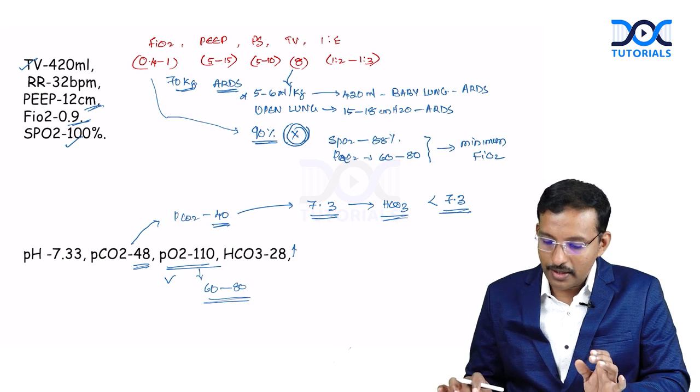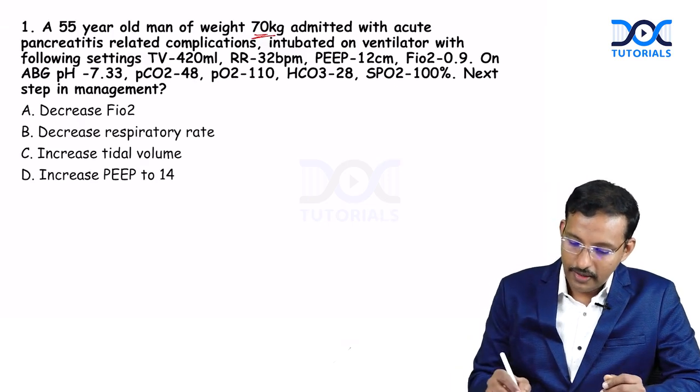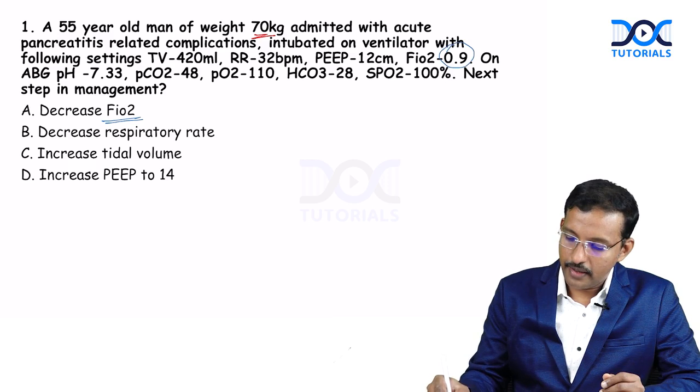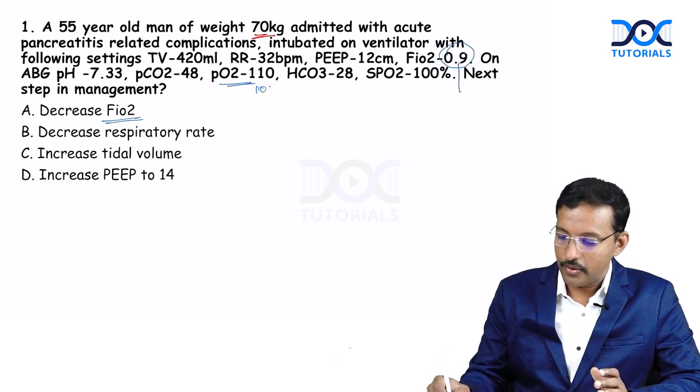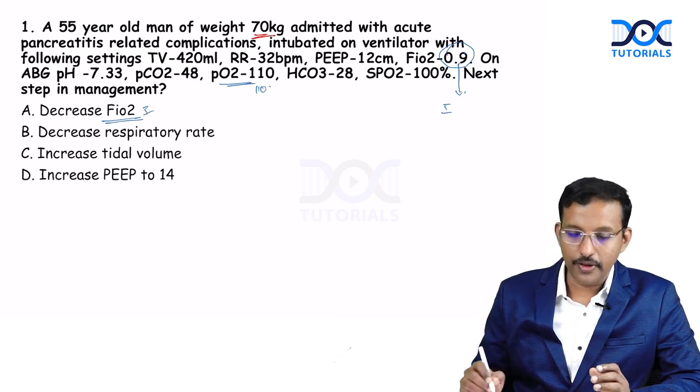So coming back to the question, see, when the FiO2 is kept as 0.9, your PaO2 is 110, which is quite high. So try to reduce this FiO2 is probably the first step which you have to do. Okay, so this is the first step to do, FiO2.